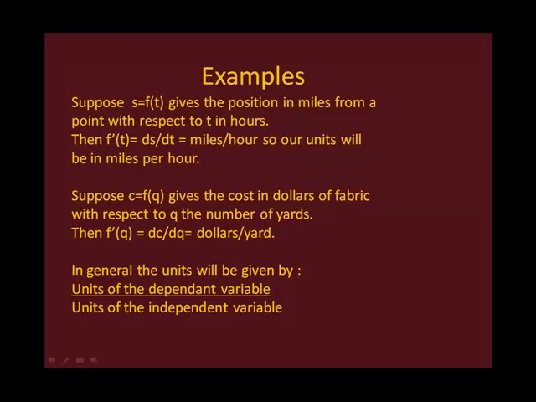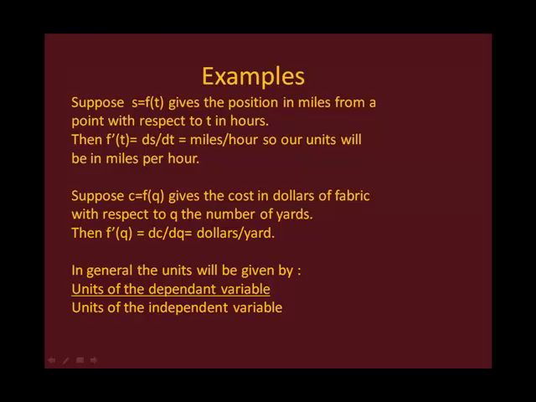Suppose that s equals f of t gives the position in miles from a point with respect to time t in hours. So here, the derivative, f prime of t, would be ds dt, the derivative of the y variable, position, over the derivative of the t variable. So we look at what y represents. Here it's s, which is miles, so that's what's on top. And t is in hours, so our derivative will have the units miles per hour.